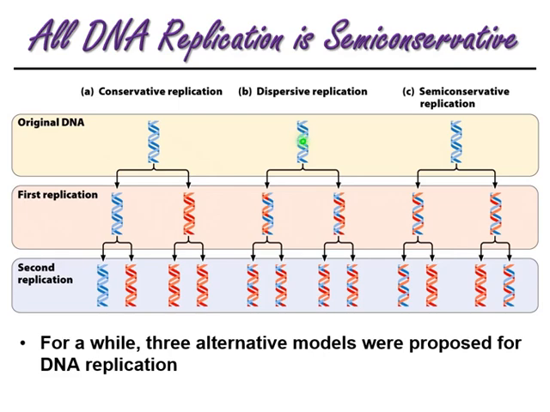Alternatively, we have dispersive, and it's hard to see in this image, but imagine chopping up this DNA molecule, then making a whole bunch of little half old, half new fragments, then just putting them back together in the correct order, regardless of whether it's new or old. And so you could see that just continues. That would be dispersive.